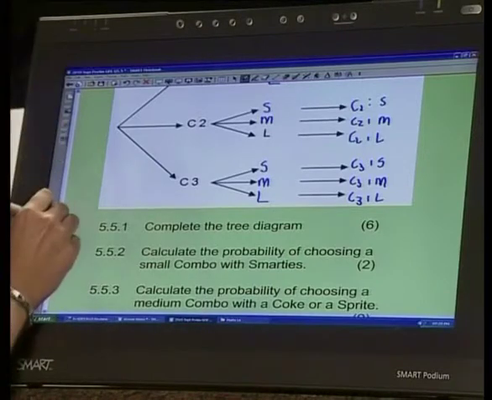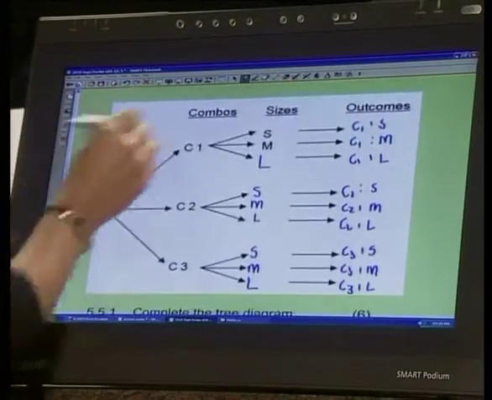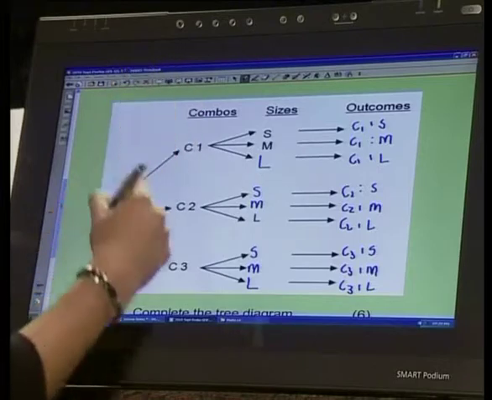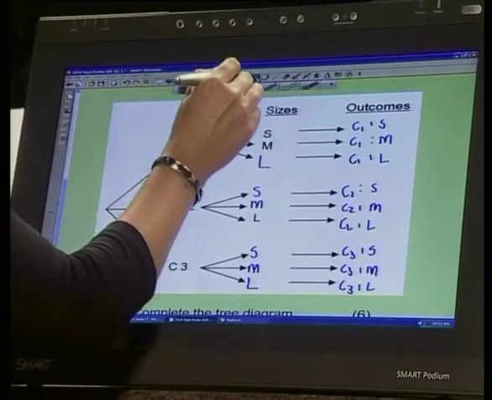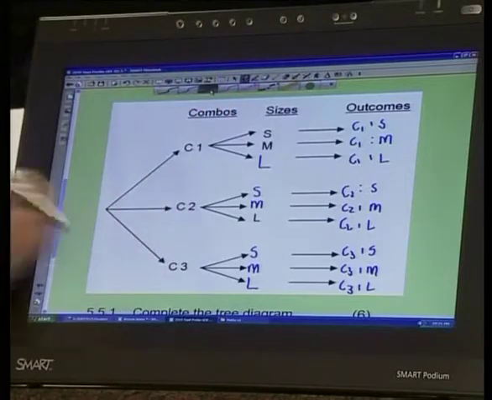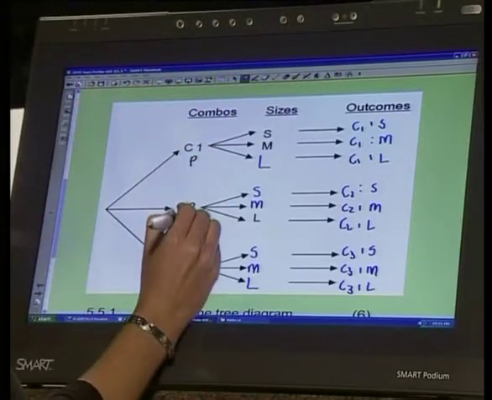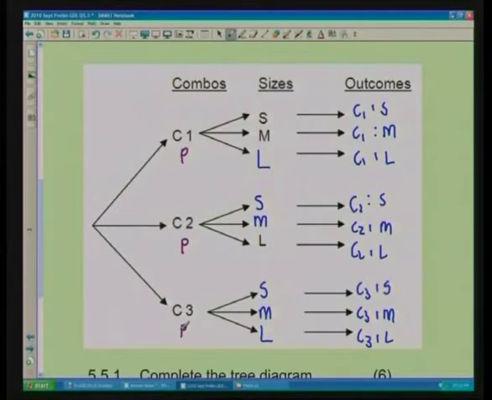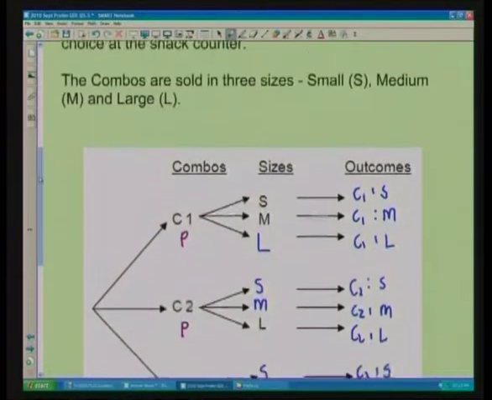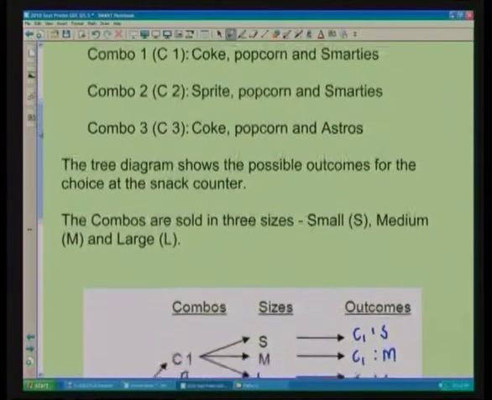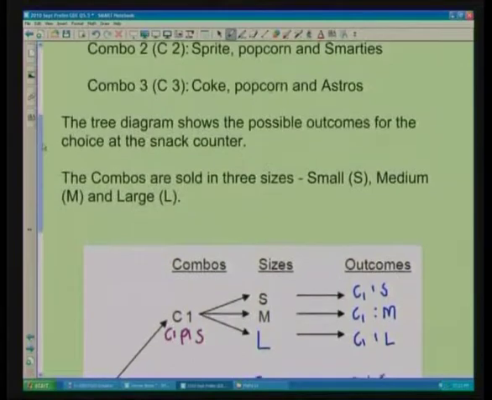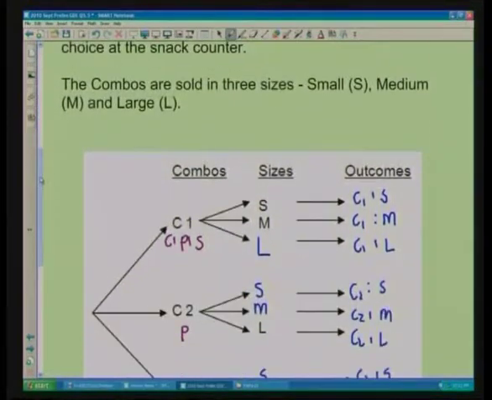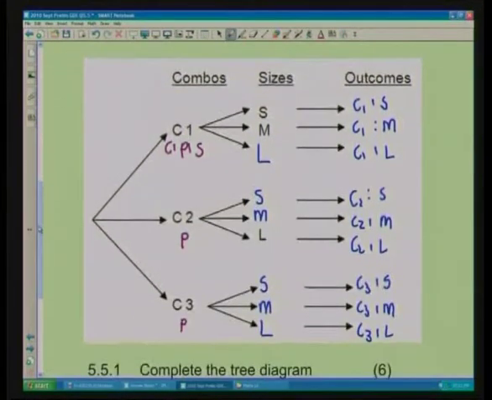Now we're just going to quickly have a look at combos 1, 2, and 3 just to remind ourselves about what the difference between the different combinations were. All of them came with popcorn. That's the good news. Each one comes with popcorn, so we don't have to worry about that. Combo 1, if we go back to the top, comes with Coke and Smarties. So I'm just going to put there Coke and Smarties. Combo number 2 comes with Sprite and Smarties. So those who are not Coke fans, then this one's for you.